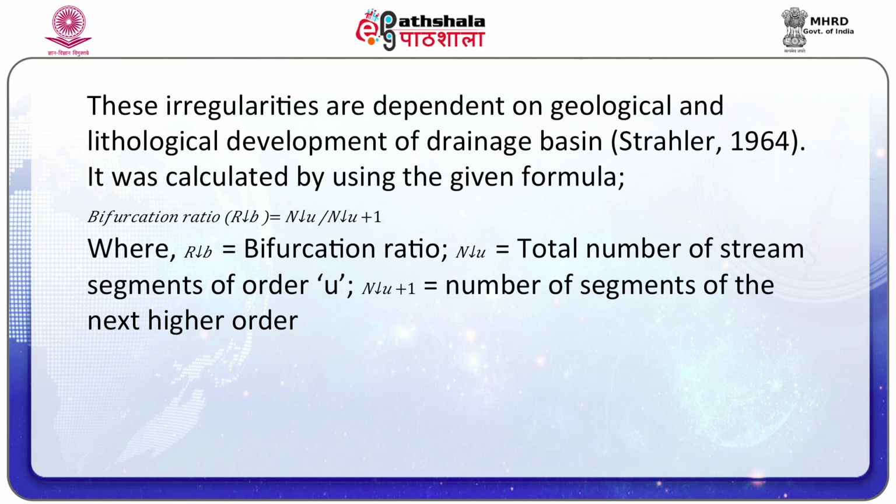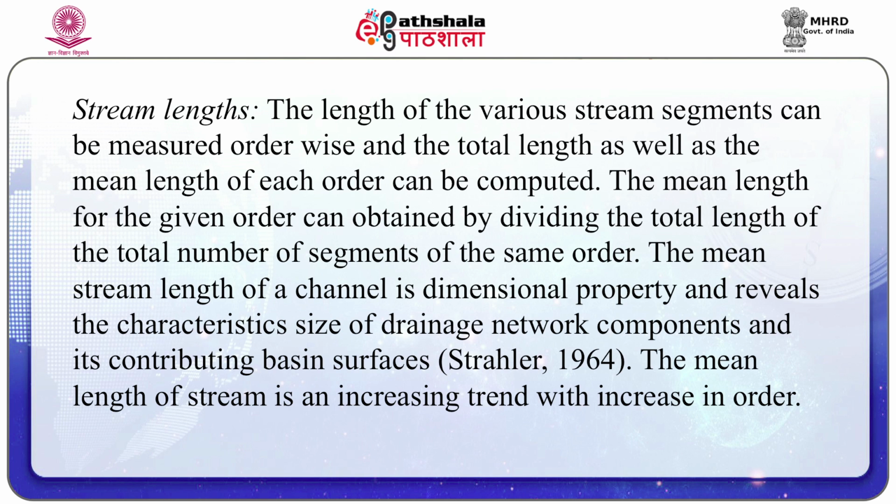The length of the various stream segments can be measured order wise, and the total length as well as the mean length of each order can be computed. The mean length for a given order can be obtained by dividing the total length by the total number of segments of the same order. The mean stream length of a channel is a dimensional property and reveals the characteristic size of drainage network components and its contributing basin surface.